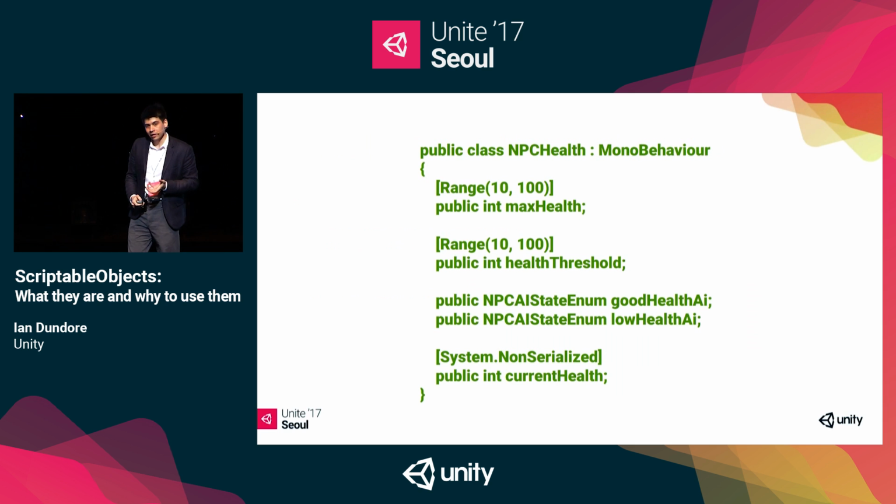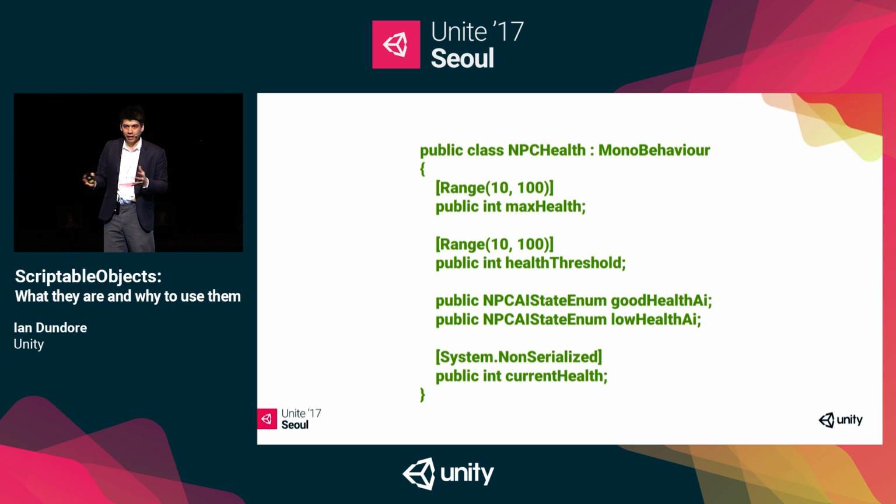So the class we create might look like this. We'll have two integer variables. One indicates the NPC's maximum amount of health, and another tracks its current health. Now you should note that the current health is not serialized. That's so we don't save it out with the rest of our information. We only need it when the game is running.